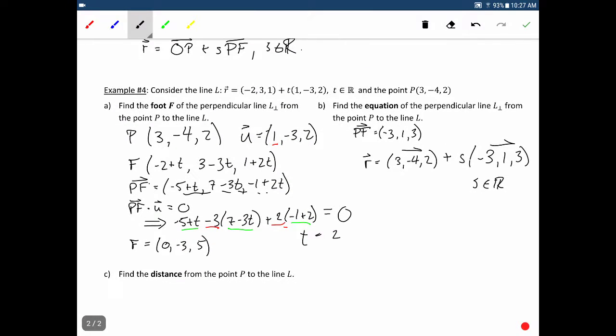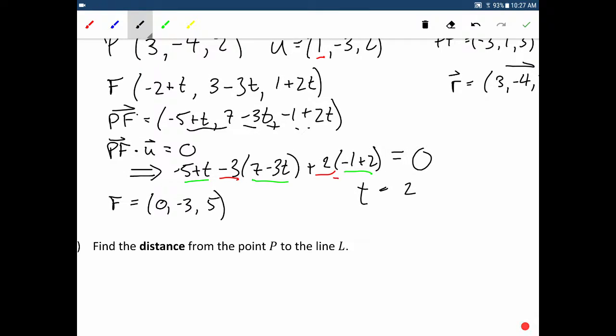The last part is to find the distance from the point P to the line L. Well, that's just going to be the distance from P to F. Because we already found F, you don't have to do anything super fancy here. D is the magnitude of PF, so it's going to be the square root of 9 plus 1 plus 9, and it just equals root 19.